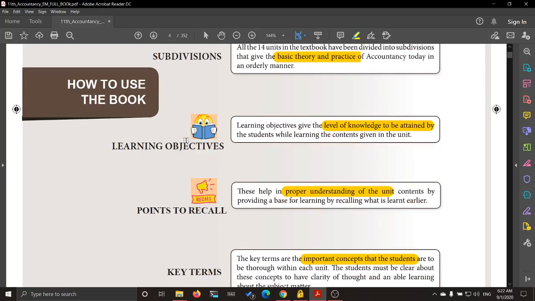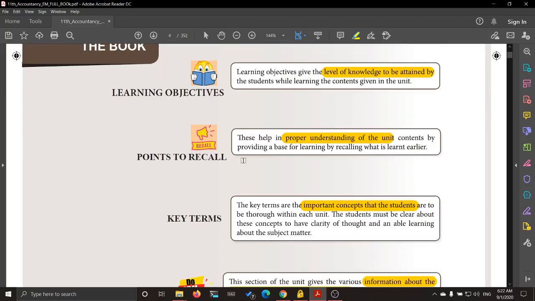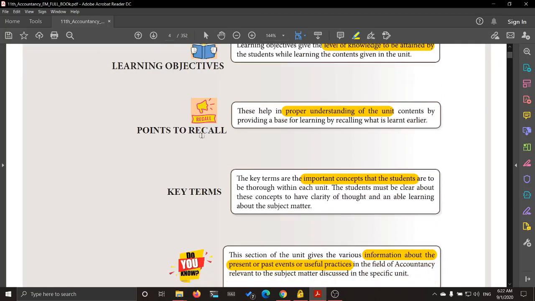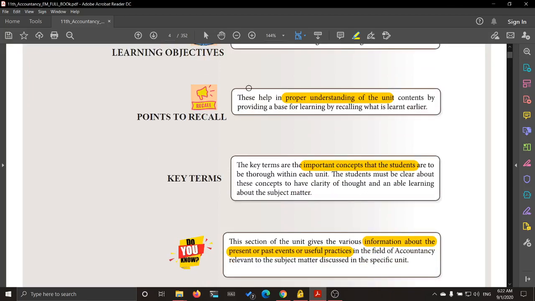Then learning objective. If you learn this particular concept, what must be your main aim or objective? What level of knowledge you should attain when you learn that particular content or unit. That is what is there in the learning objective. Then you have points to recall. That is, after learning, you need to recall some important points. So to understand the unit, you have the points to recall.